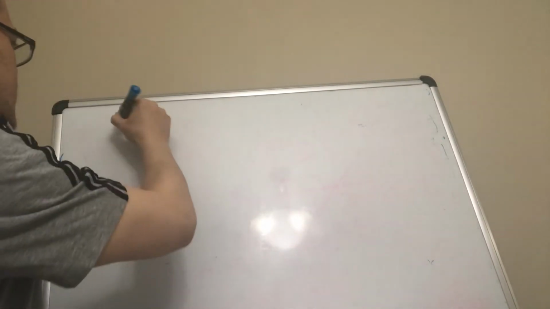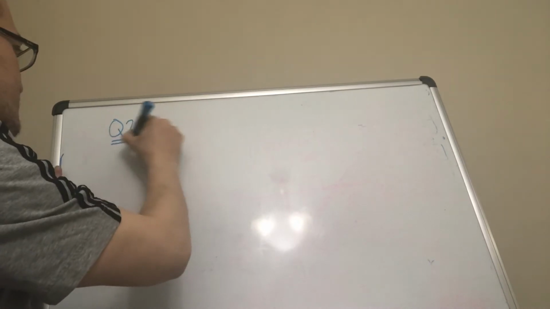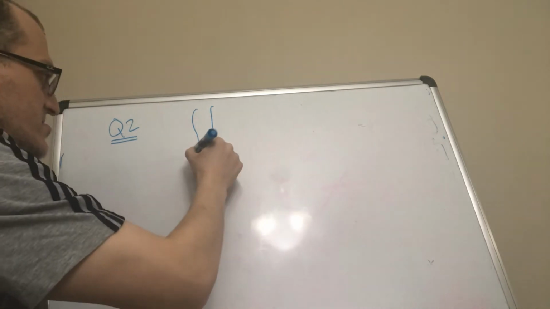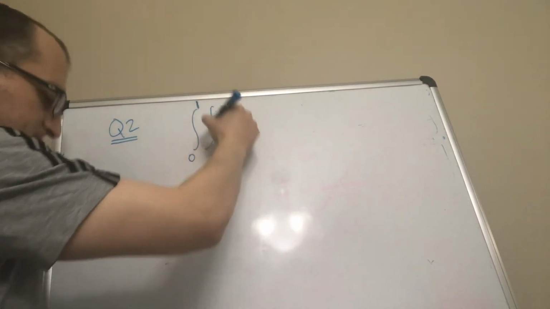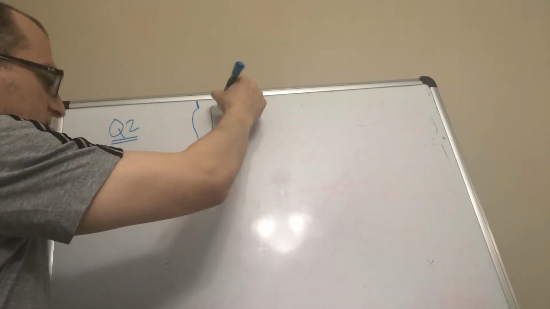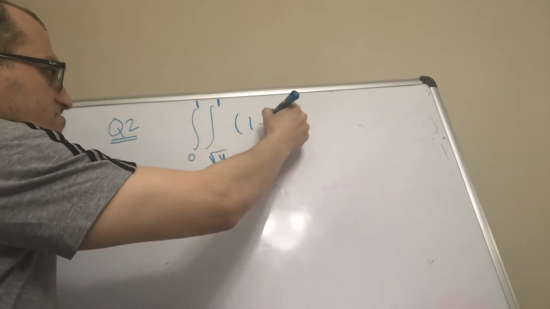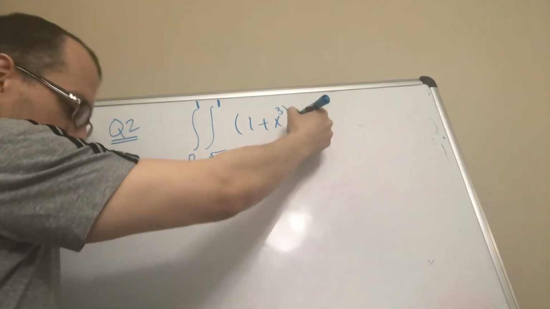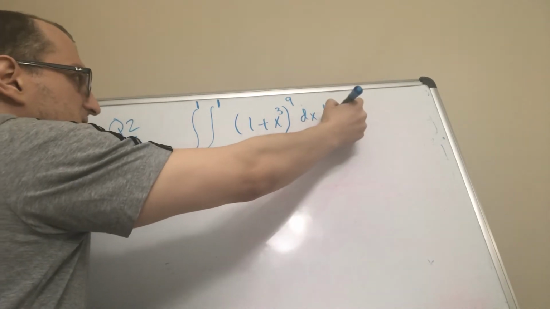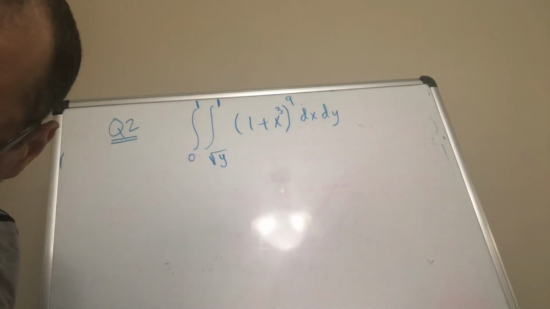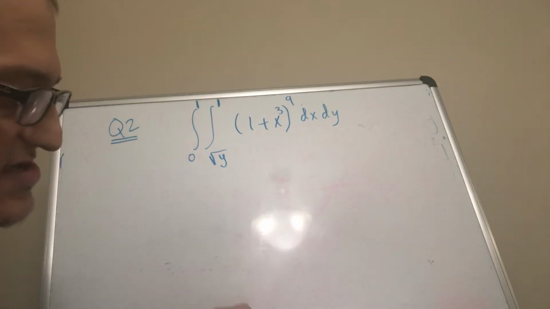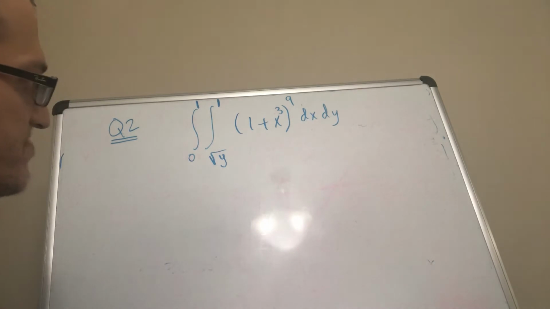Question 2. The integral from 0 to 1, from root y to 1, of 1 plus x cubed to the power 9, dx dy. I want to show you something first, because you might see a question like this in the exam.